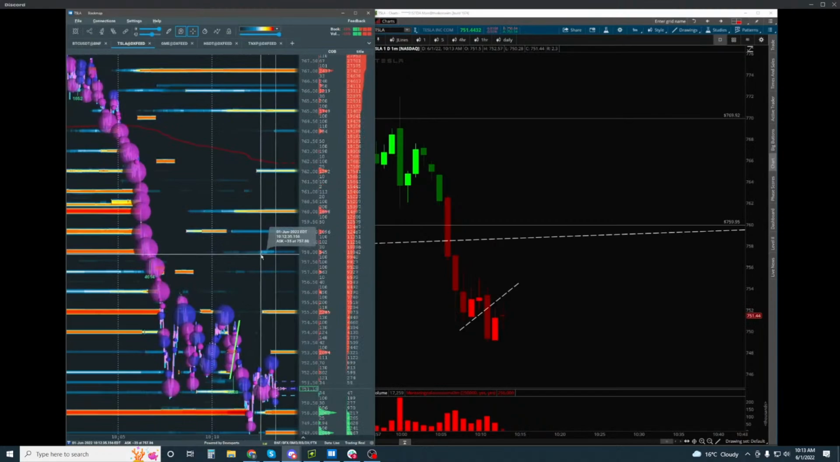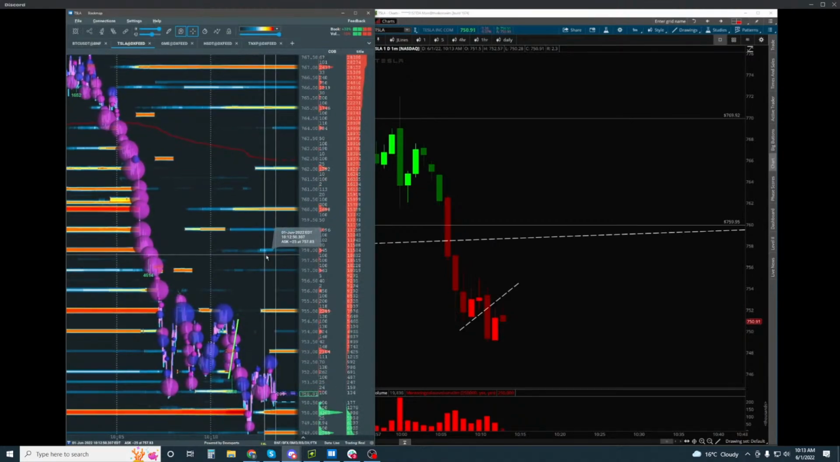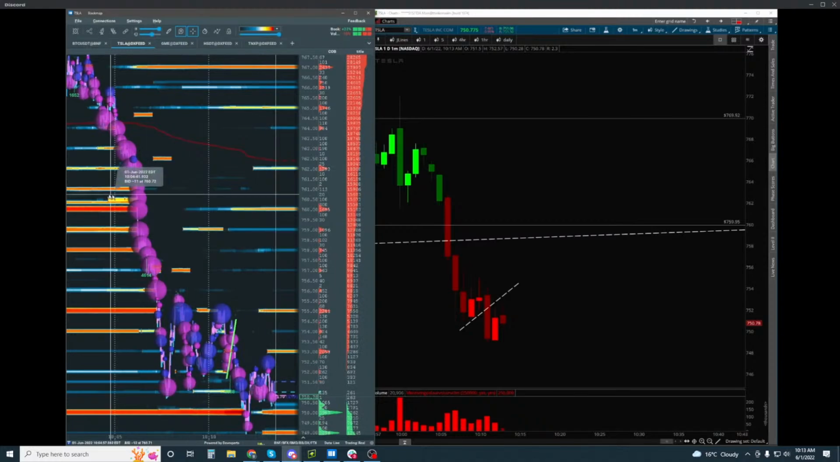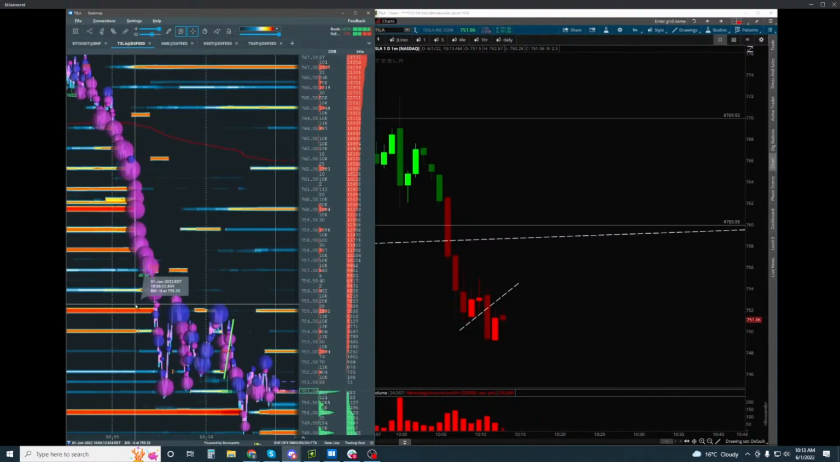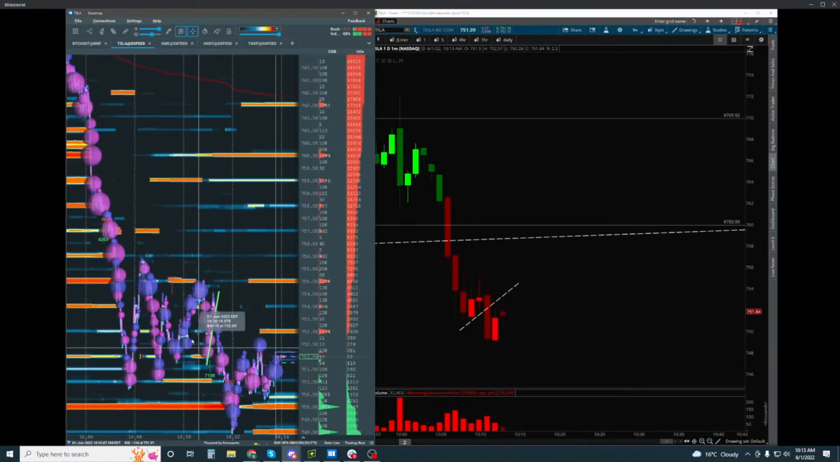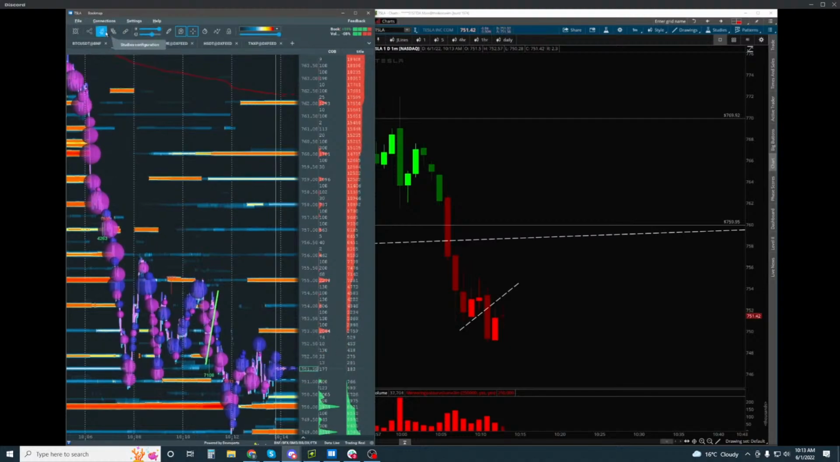Okay. Now, we spoke about who is in control. Now, look, traders, who is in control over here on Tesla. Once we broke the VWAP, between 765, 764, sellers are in control. Everybody's stopping out.